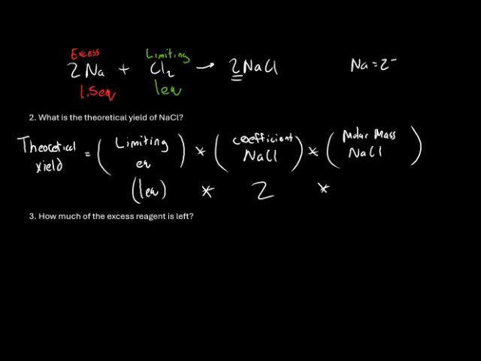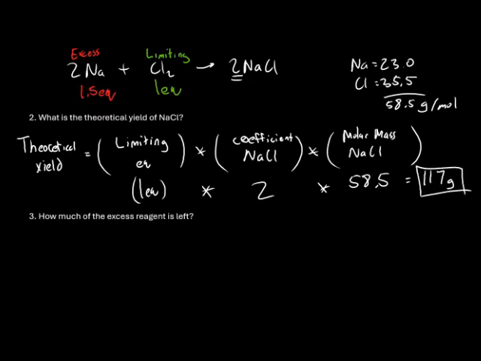The mass of Na is 23.0, and the mass of Cl is still 35.5. Add this together, and we get 58.5 grams per mole. We place that in the molar mass position. We will get 117 grams of NaCl. This will be our theoretical yield.